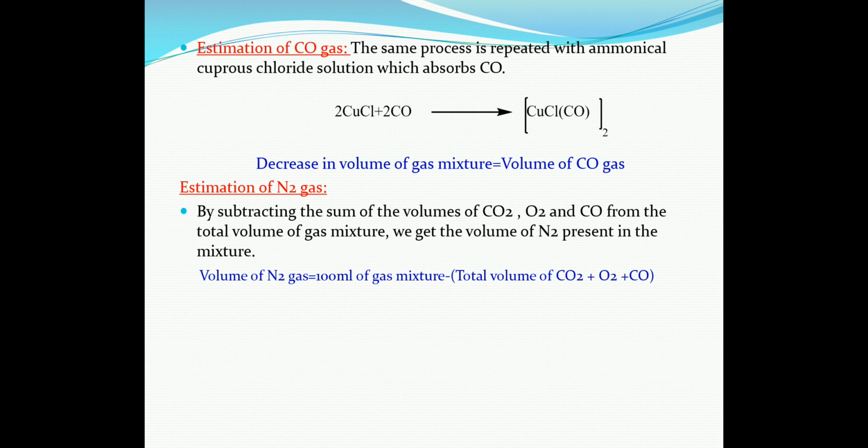At last, but not least, after the absorption of carbon dioxide, oxygen and carbon monoxide in flue gas, the remaining flue gas contains nitrogen. So, the volume of nitrogen can be estimated by deducting the total volume of carbon dioxide, oxygen and carbon monoxide from 100 ml. Here 100 ml is the definite volume of gas mixture that is to be taken while doing the experiment.